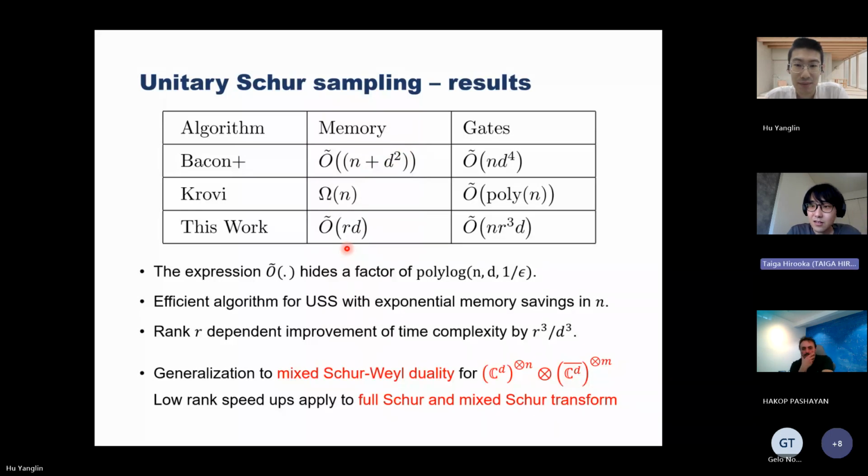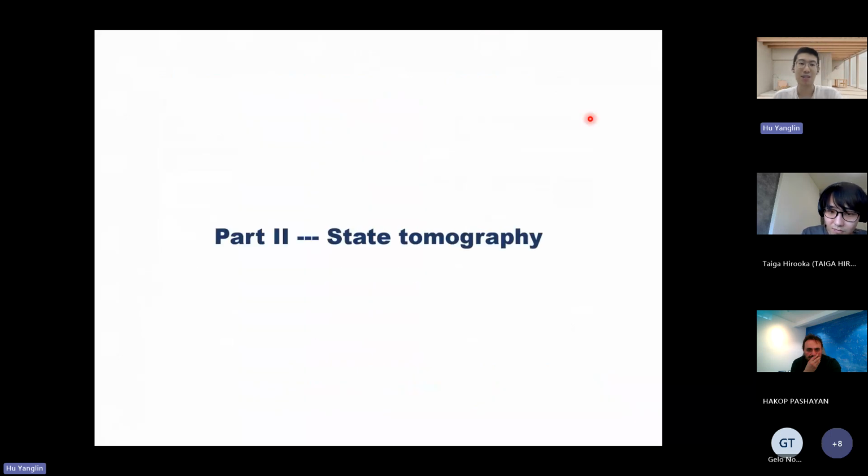I think I understand. Okay, thanks. So thanks for your question. So this is our streaming unitary Schur sampling algorithm, and now we go to the next part. Basically, we want to apply this streaming unitary Schur sampling algorithm to the case of state tomography to find a real application of it.